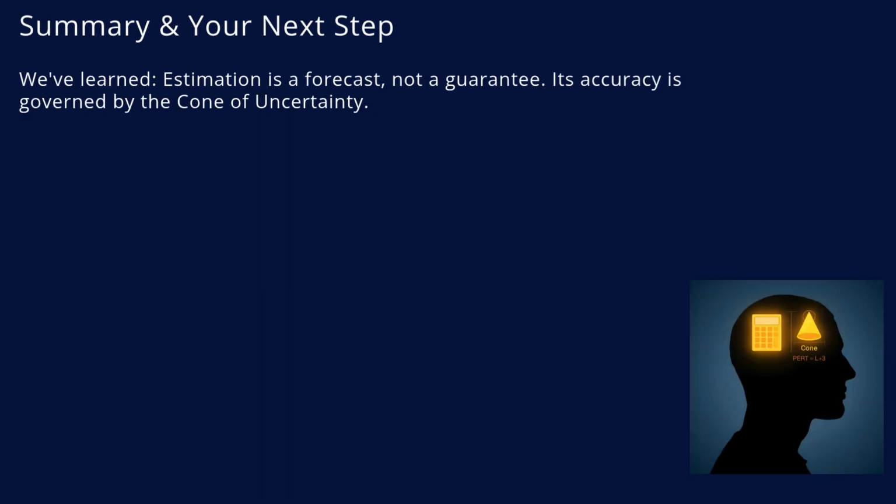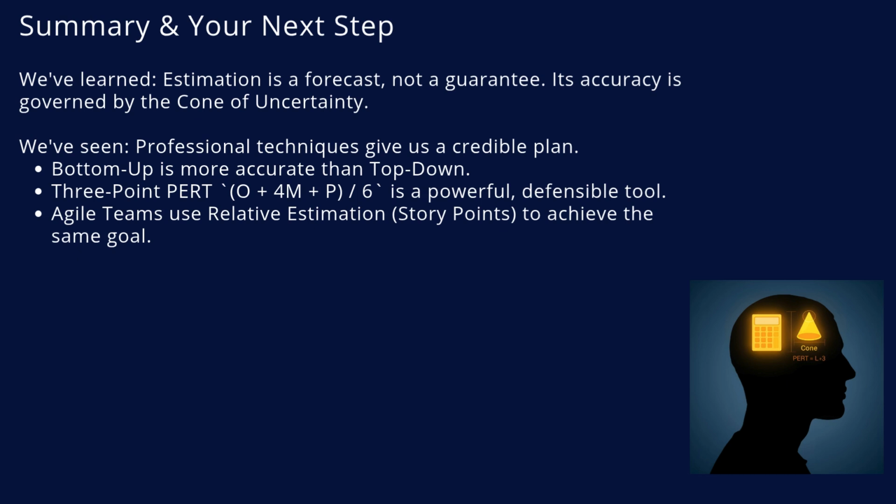Let's do a quick recap. Today, we have demystified the principles of estimation. We've learned that an estimate is a forecast, not a promise, and that its accuracy is always governed by the cone of uncertainty. We've learned that we start with a ballpark, top-down guess, but we build a real plan with a detailed bottom-up estimate. We've put two powerful techniques into our toolkit, the Three-Point PERT formula for creating a weighted, defensible forecast, and we've seen how Agile teams use relative estimation and story points to do the same thing, manage uncertainty and create a plan.